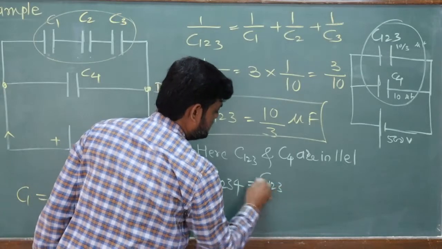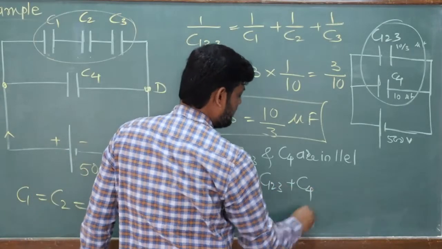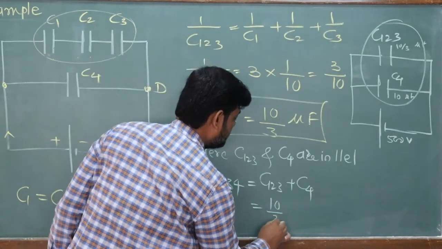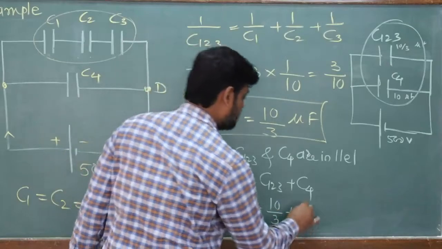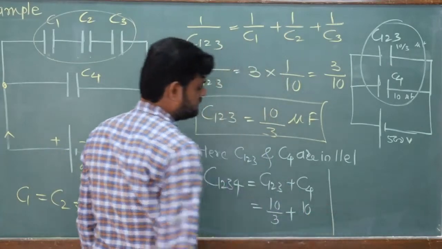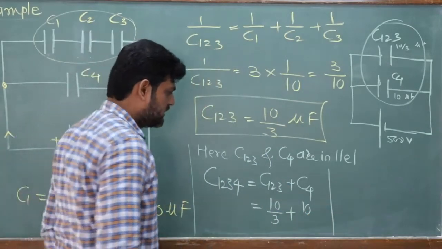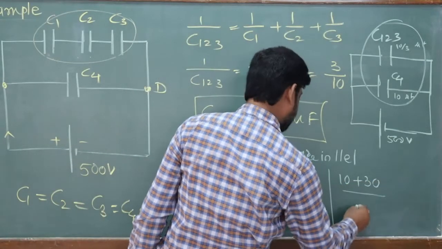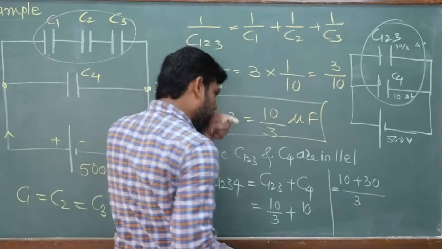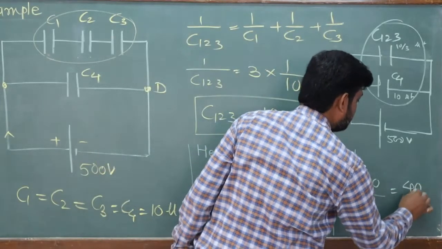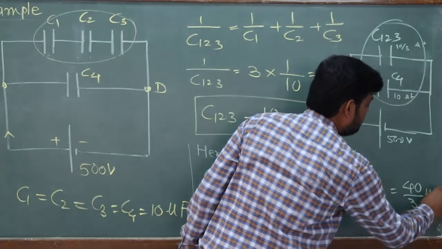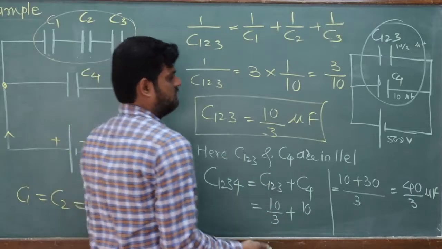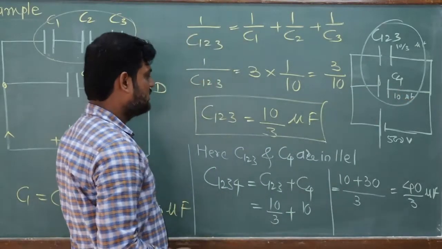So C1, 2, 3 is the first capacitor and C4 is the other capacitor. What is the value of C1, 2, 3? That is 10 by 3, divided by C4, which is 10. By doing the cross multiplication, 10 plus 30 divided by 3, we can write it as 40 by 3. 40 by 3 microfarad is the equivalent capacitance of the whole circuit.